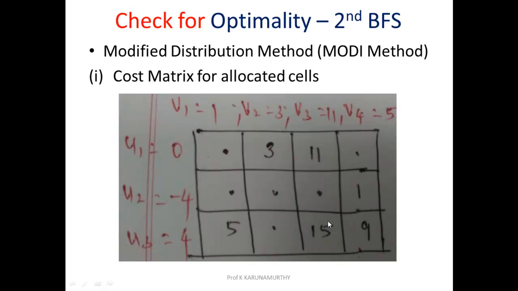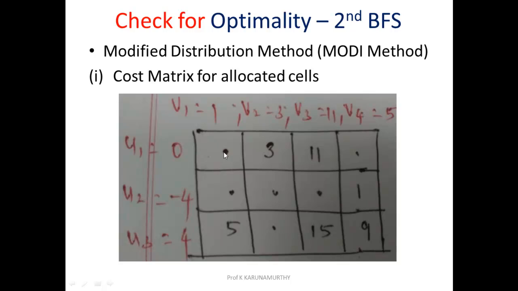This is 15, this is 11. So what is this value? This should be 4. 4 plus 11 is 15. So like this you determine all the values of these variables, V1, V2, V3, V4 and U1, U2, U3. Because the sum of UV is inside this, we are finding out the values of U and V. After determining all the values of U and V, we are going to write the U plus V matrix for unallocated cell.